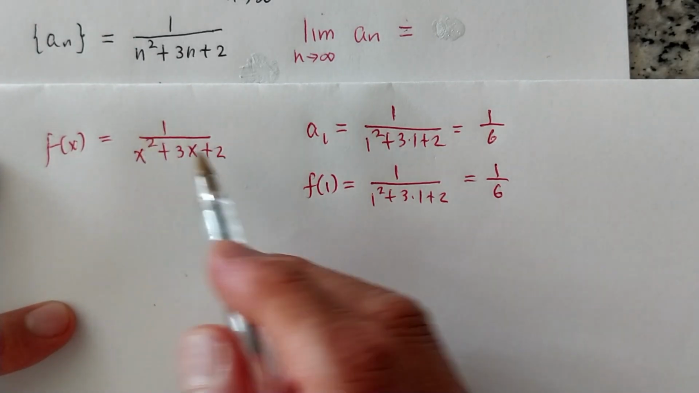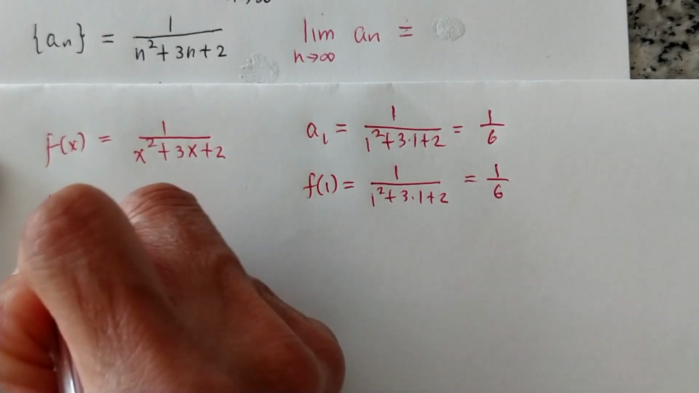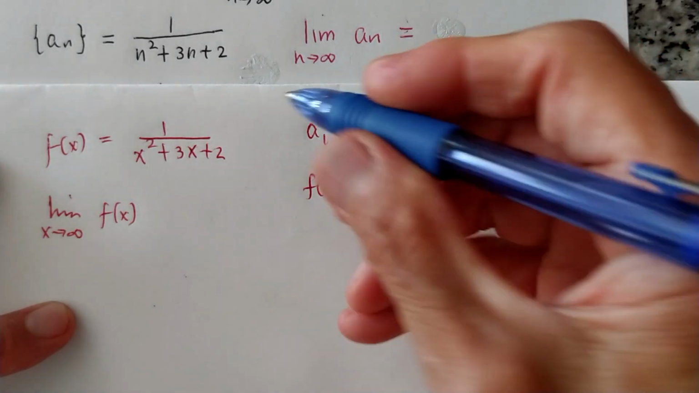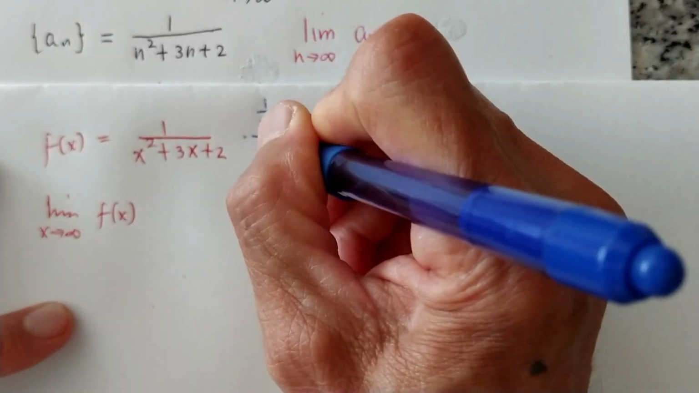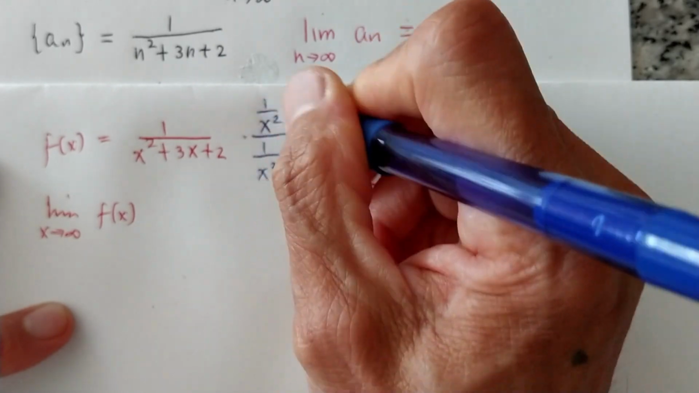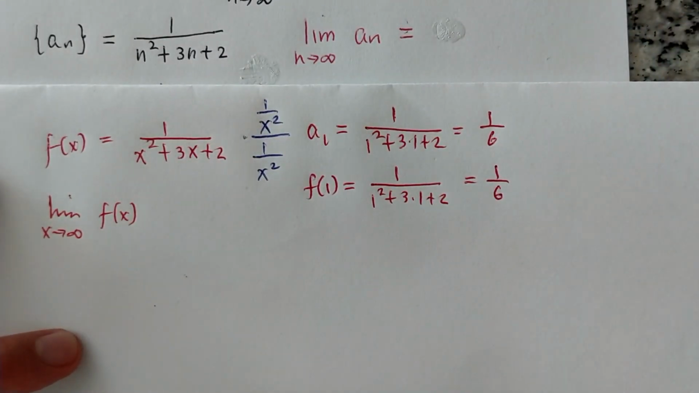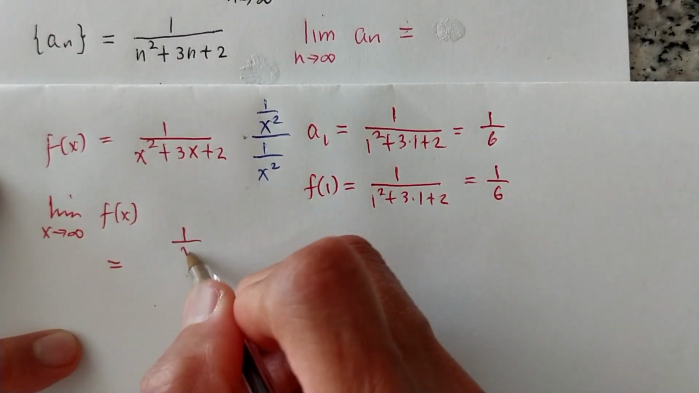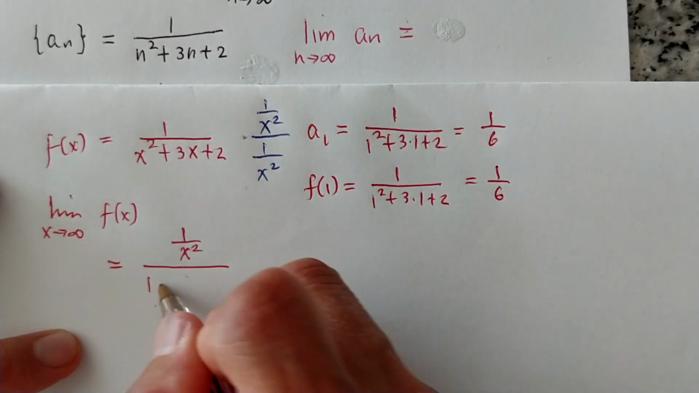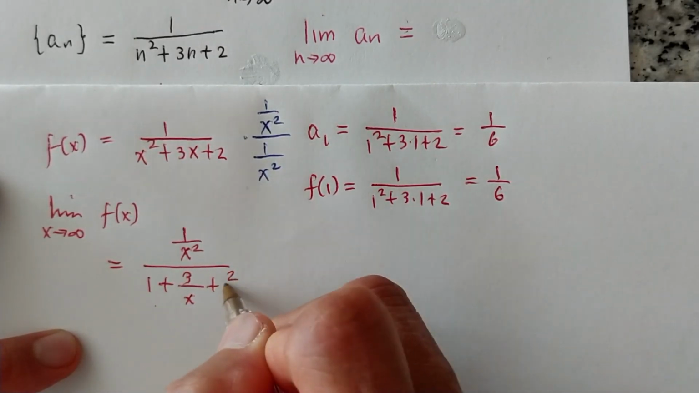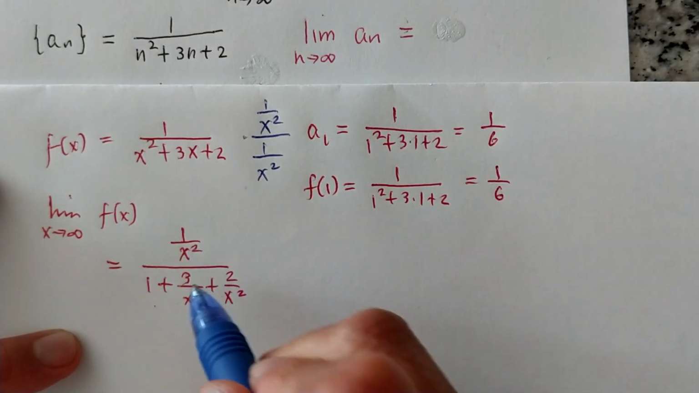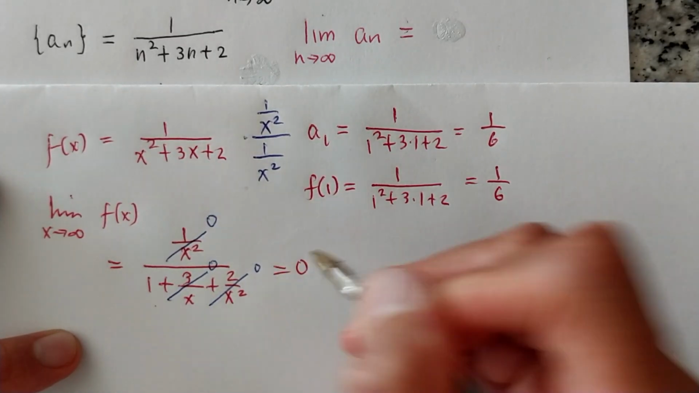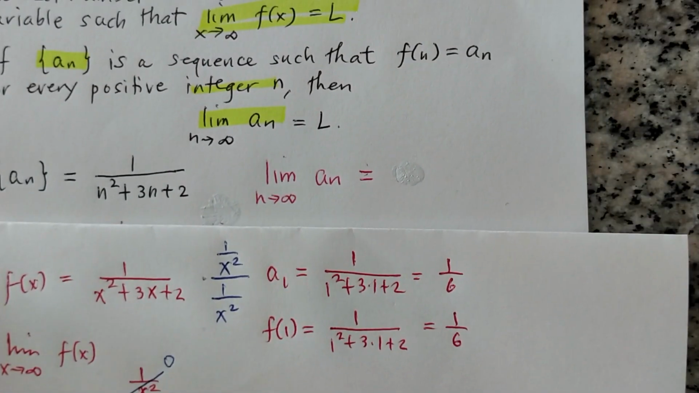Now, how do we find the limit of this function as x approaches infinity? Well, what we will do is multiply this by 1 over x squared over 1 over x squared. That is equal to 1. Okay? So what happens now is this. If we divide both numerator and denominator by x squared, we will get 1 over x squared. This will give me 1 plus 3 over x plus 2 over x squared. This will give us 0. This is also 0. And so our limit is 0. Therefore, the limit of the sequence is 0.